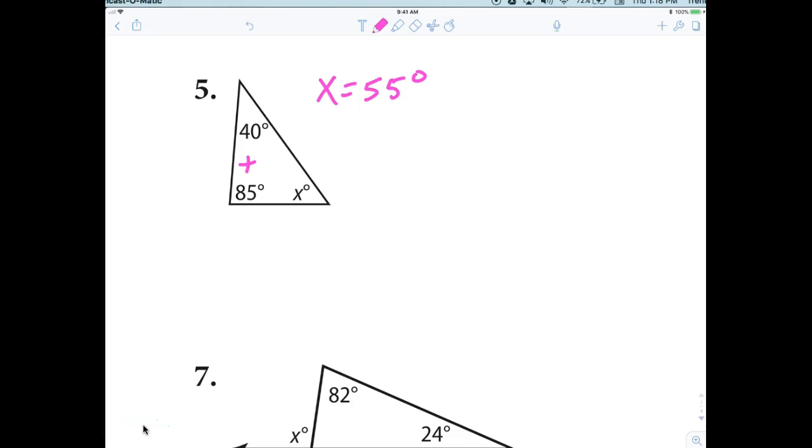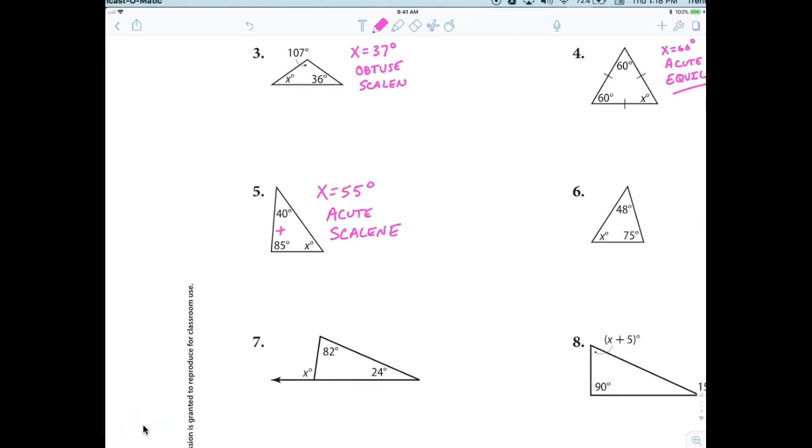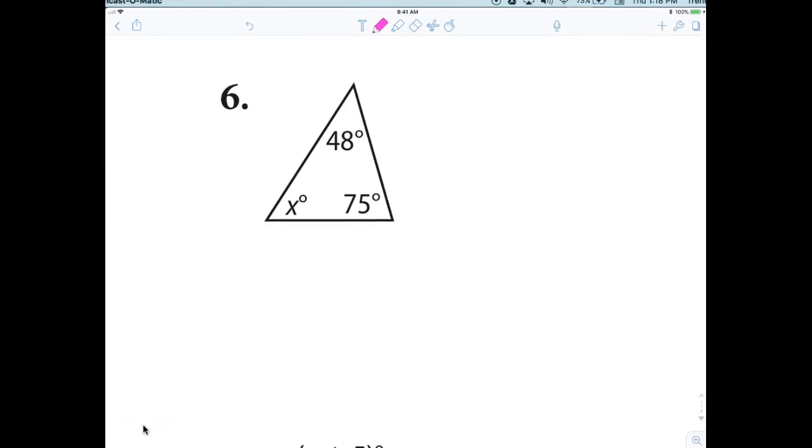All right. So from there, now we can say that we have a what type of triangle? Ben, tell me. Acute. It's definitely acute. And what else? Scalene. Thank you very much. Acute scalene. All right. So now let's take a look at question number 6.